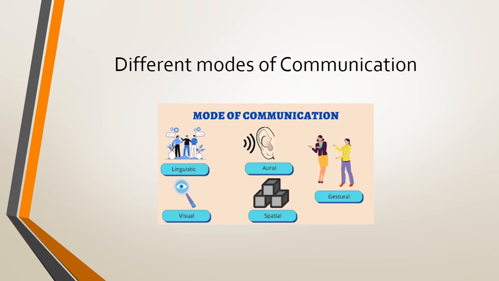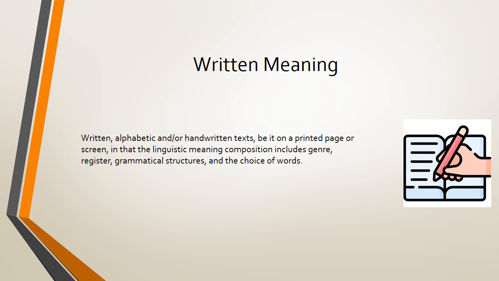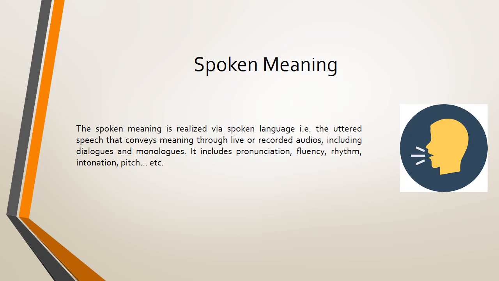So, we have briefly described the different modes of communication in multimodality. Now, let's see each of them in detail. In written meaning, you cannot rely on sounds or colors, for instance. Instead, the focus is more on written, alphabetic, or handwritten texts, be it printed or on screen. The linguistic meaning composition includes genres, such as text type, narrative, report, register, such as the style of language, the degree of formality, grammatical structures, and the choice of words.